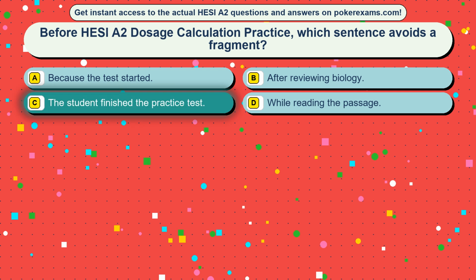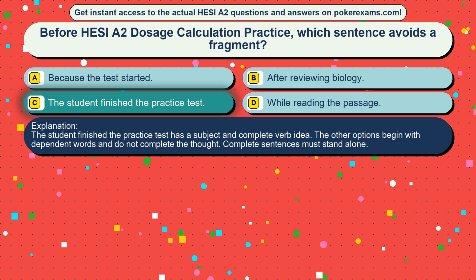The correct answer is option C, the student finished the practice test. The student finished the practice test has a subject and complete verb idea. The other options begin with dependent words and do not complete the thought. Complete sentences must stand alone.